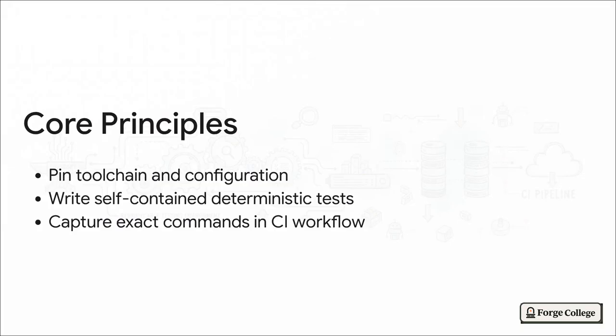So to wrap this all together, let's review the 3 core principles we've engineered today to completely cure that "works on my machine" syndrome. Number 1, pin your toolchain in your foundry.toml. Number 2, write self-contained, deterministic tests that do not rely on external networks. And number 3, create a CI workflow that acts as a perfect mirror of your local commands.